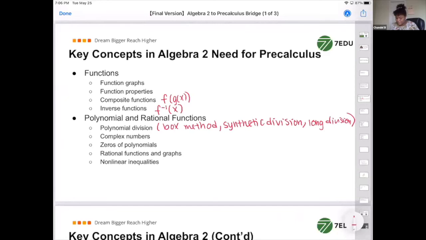You've talked about complex numbers. Those are the ones that look in the format of a plus or minus bi, where a are your real numbers and the bi part is your imaginary. Zeros of polynomials, another word for a zero is an x-intercept or a root. And rational functions and their graphs, what their graphs look like, and nonlinear inequalities.